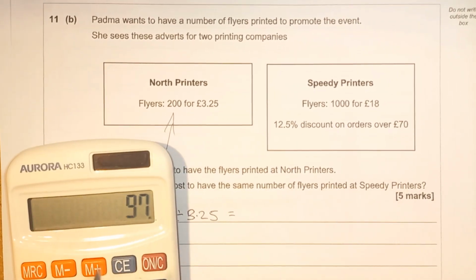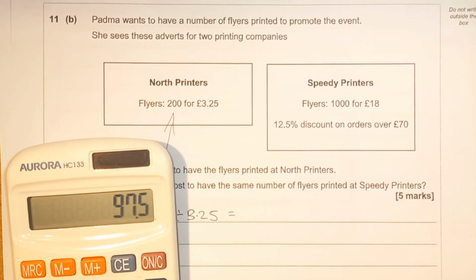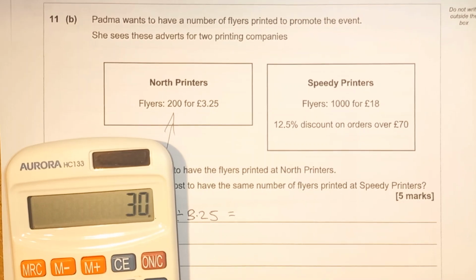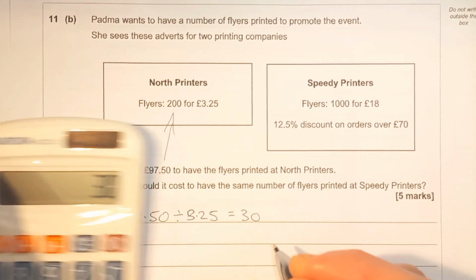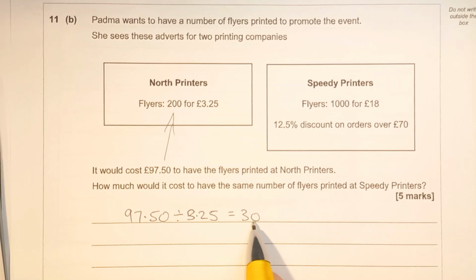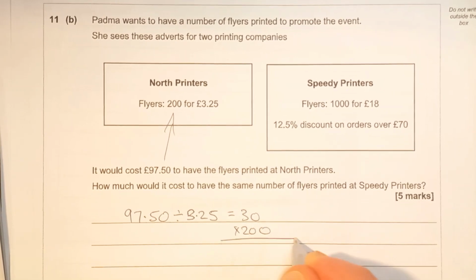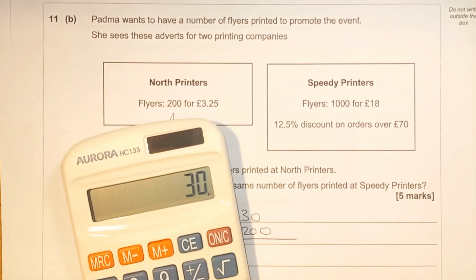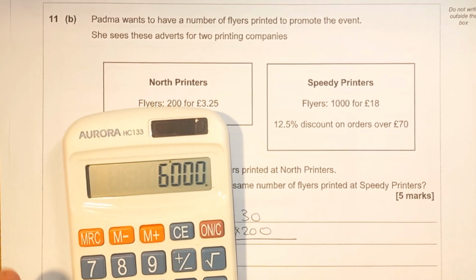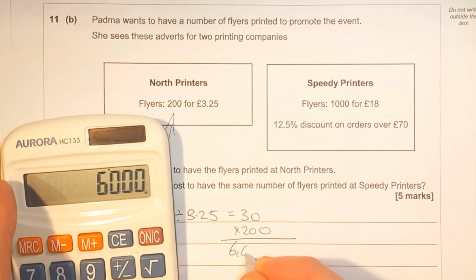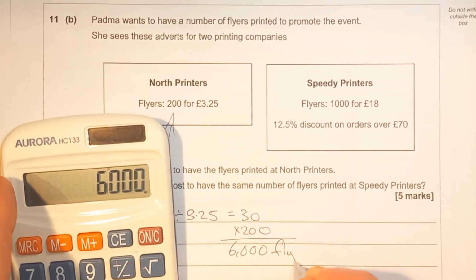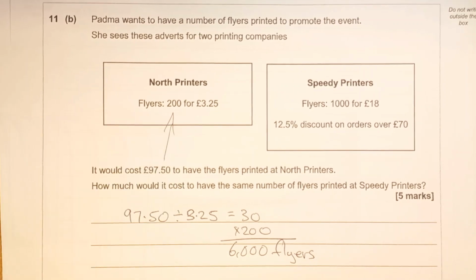So 97.5 divided by £3.25 is 30. Now that's not 30 flyers, it's 30 lots of 200. So 30 times 200 means they actually want 6,000 flyers. Right, now we can use this to work out the cost of Speedy Printers.